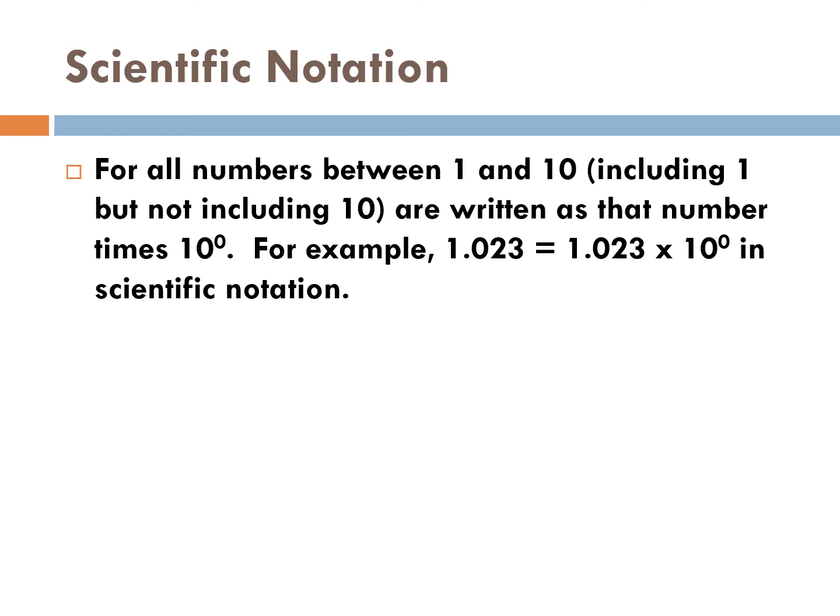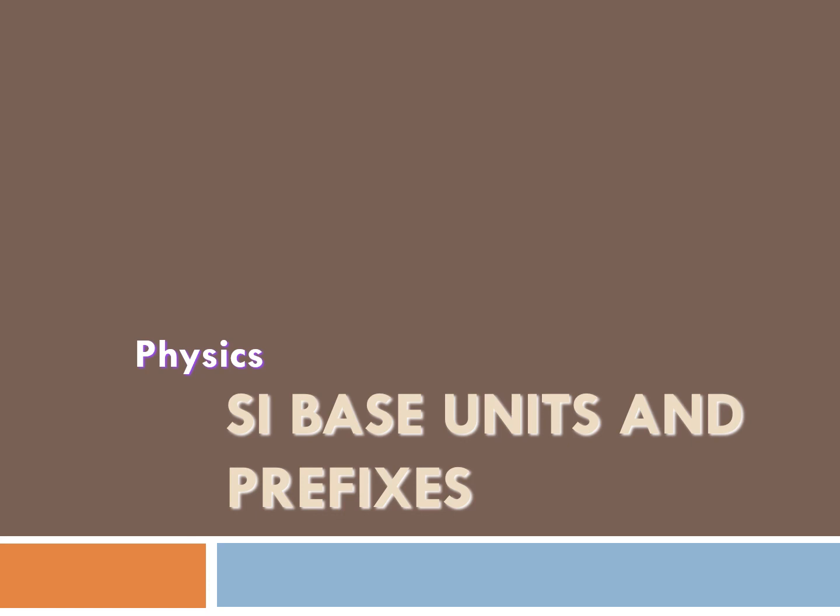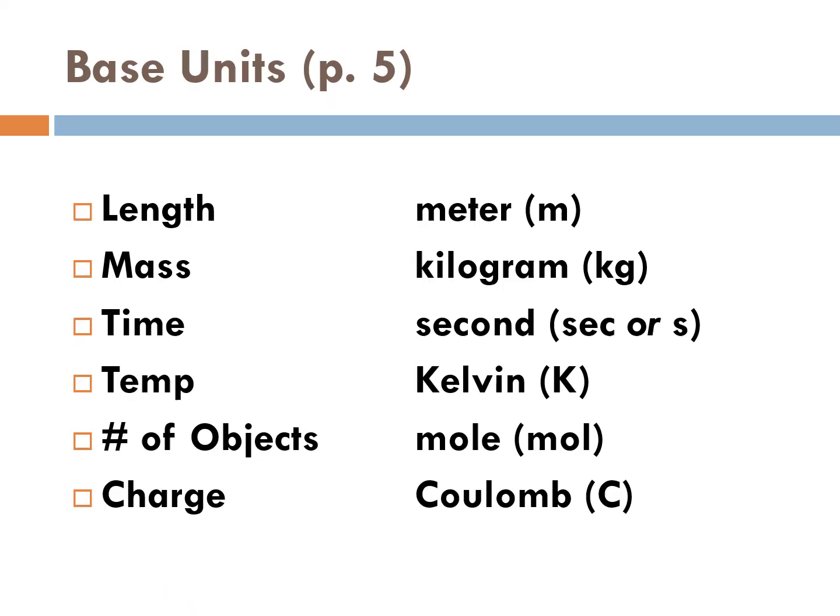SI units and prefixes: the base units for all the measurements that we will be taking, length, mass, time, temperature, number of objects, and charge, are all right here. The interesting thing about this is every base unit does not have a prefix except for kilogram.